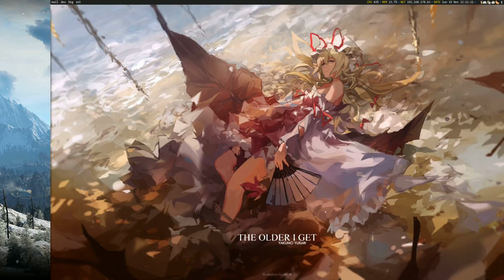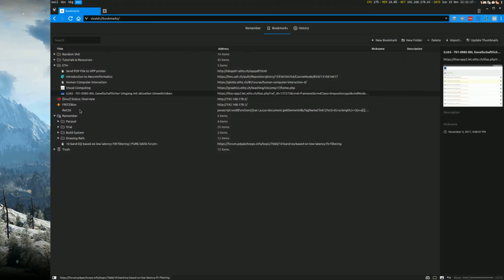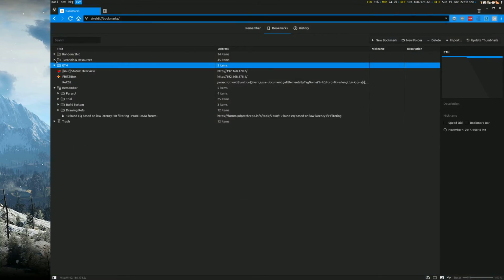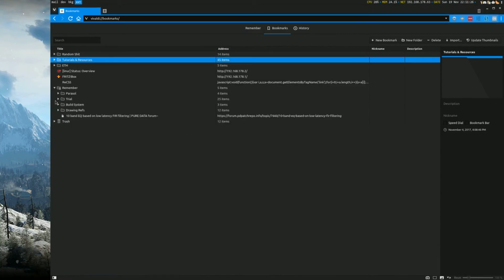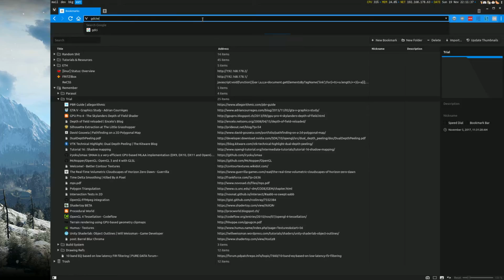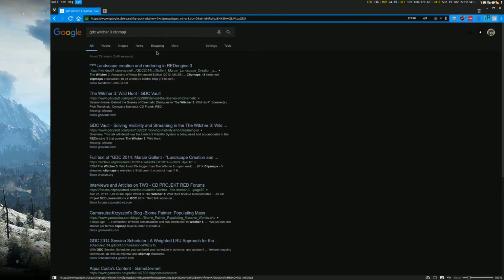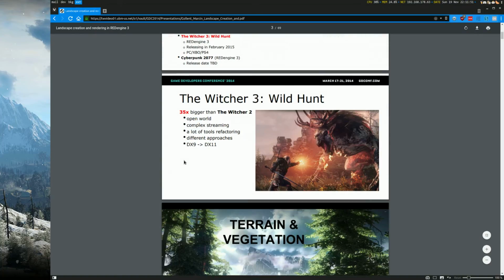Let me quickly have a look at something. There was a GDC talk from the Witcher folks about their implementation of clipmaps. I'm not sure if I have it bookmarked still. Probably not. GDC Witcher 3 clipmap. There we go. Oh, that's a paper. That's not... or is it? Oh, it's the slides. Yes.